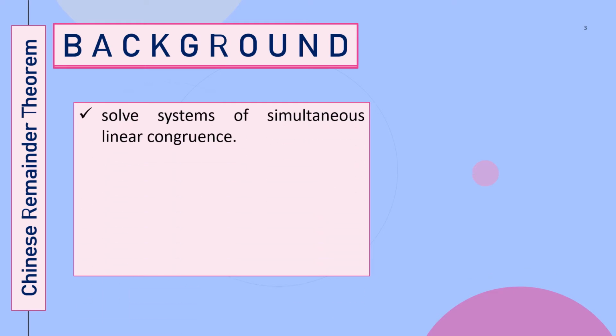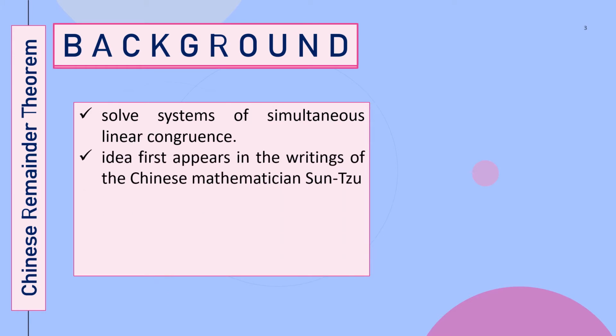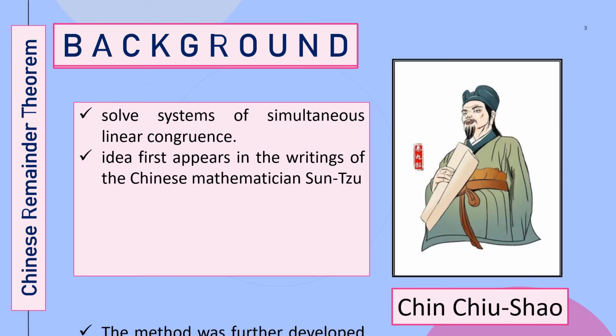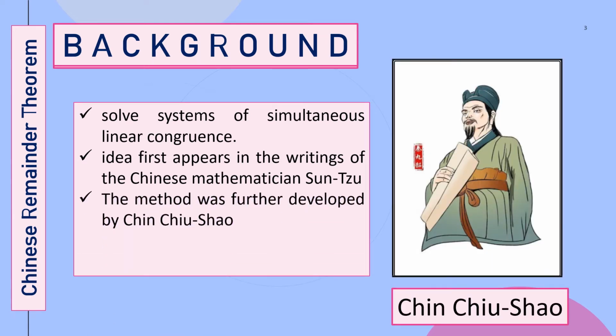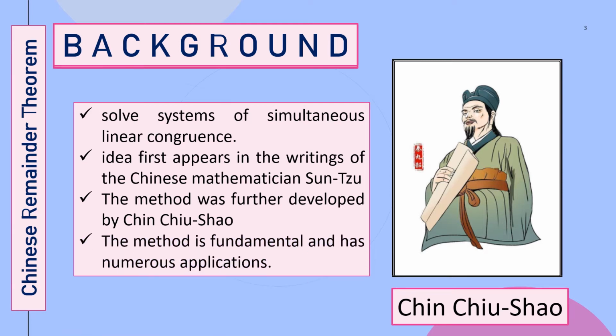The Chinese Remainder Theorem is the fundamental tool that allows us to combine congruences to reach conclusions about the original problem, or let's say, solve systems of simultaneous linear congruences. The idea first appears in the writings of the Chinese mathematician Sun Chu, who lived in the 3rd century. The method was further developed by Qin Jiushao in the 13th century. In the West, Euler seems to have been the first to study it extensively. The method is fundamental and has numerous applications.